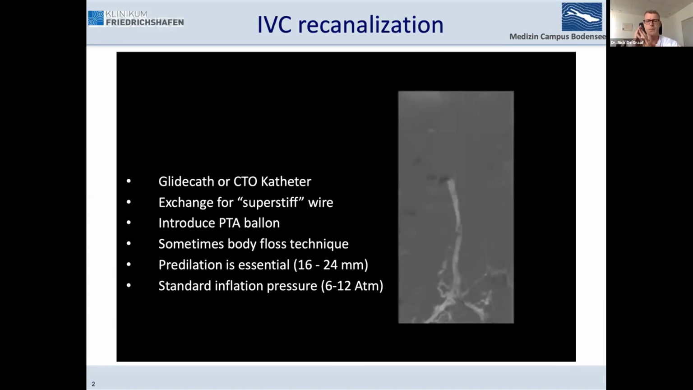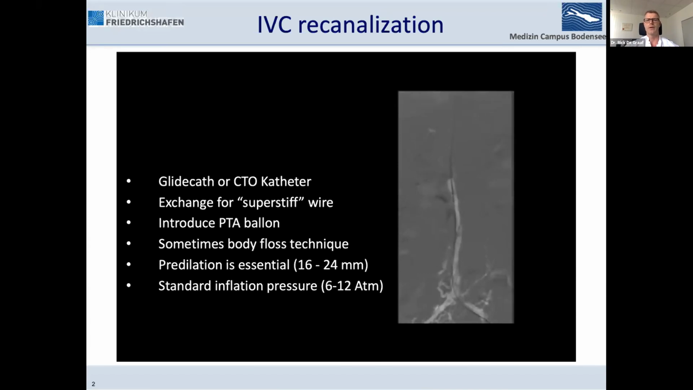And with some simple techniques, you will be able to run your wire and catheter cranially. Sometimes you need a glide catheter or some CTO. We have so many things at our disposal at this moment, so it's getting easier and easier. So now you see that with a wire, I'm through into the IVC, and I can just exchange for a very strong wire.